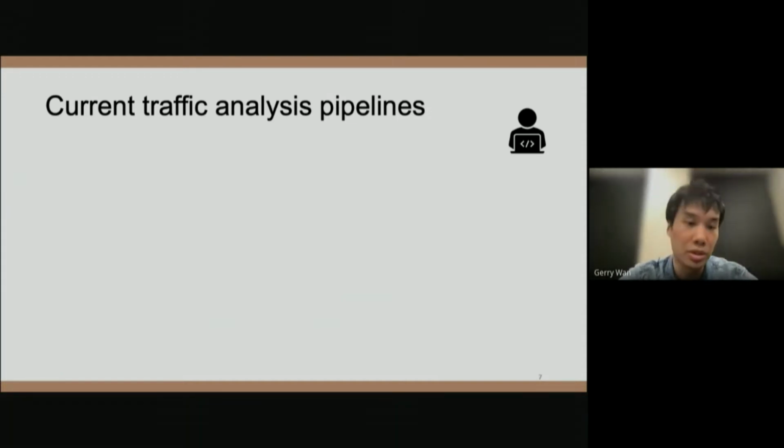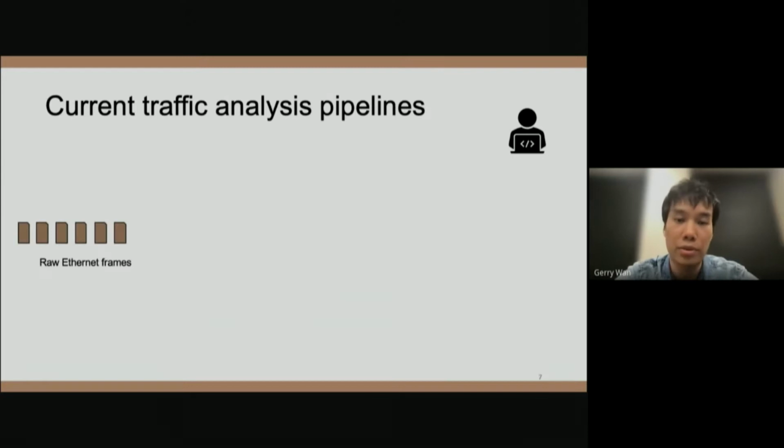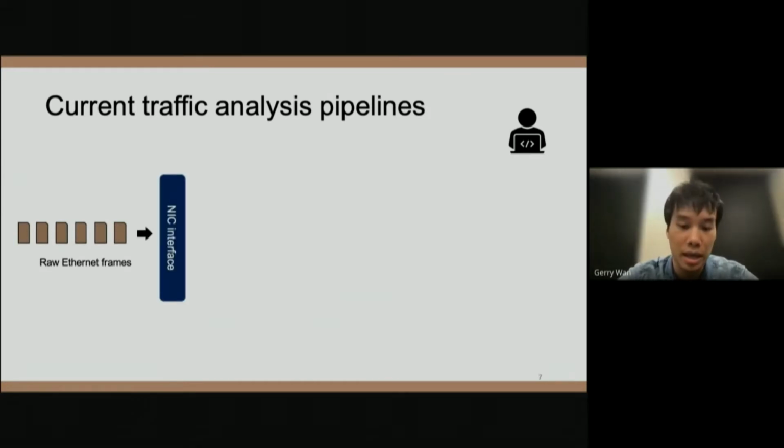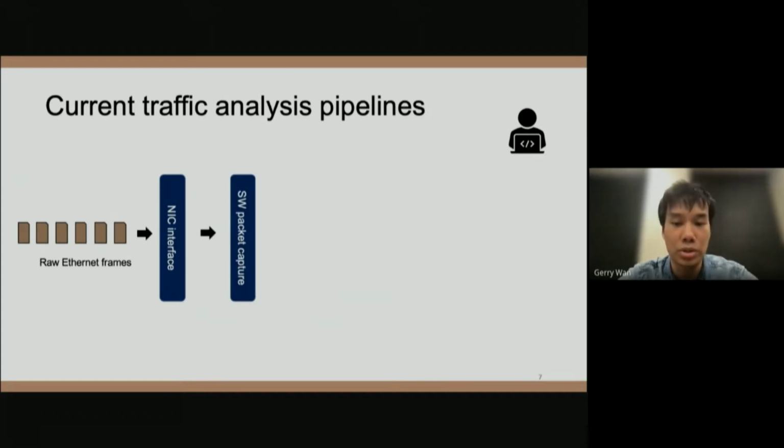So there are a couple things you need to do, right? You start with raw traffic on the wire, which you first need to get physical access to using the network interface, and then read the packets into memory using some sort of packet capture technology.